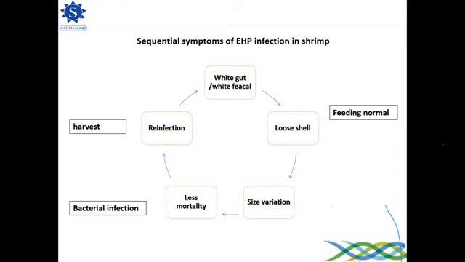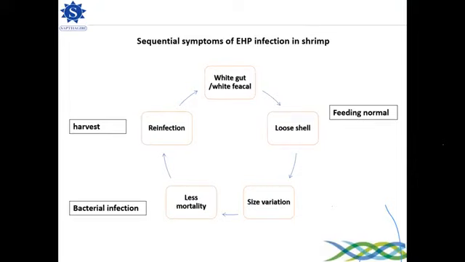These are the generalized symptoms of EHP infection in shrimp. At the starting stage, white gut or white fecal appears. In this stage, the hepatopancreas is severely damaged and the cells are sloughed off from the tubules of the HP, containing a high amount of reserved fat cells and HP cells, which come through the intestine. The damaged, sloughed content appears white and floats in pond water, which is called white fecal or white gut.